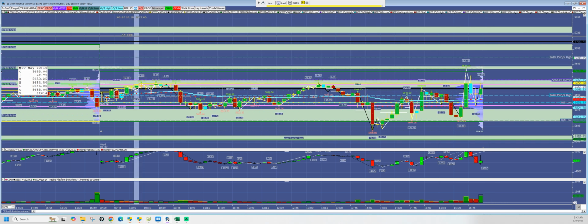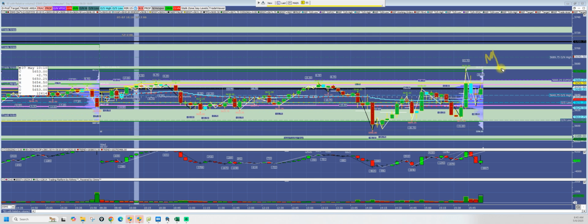So what I'm looking for today is a possible gap and go day if we open out of range. So I'm looking for either an open drive, open test drive, or open rejection reverse. So I'm looking for a big choppy open.